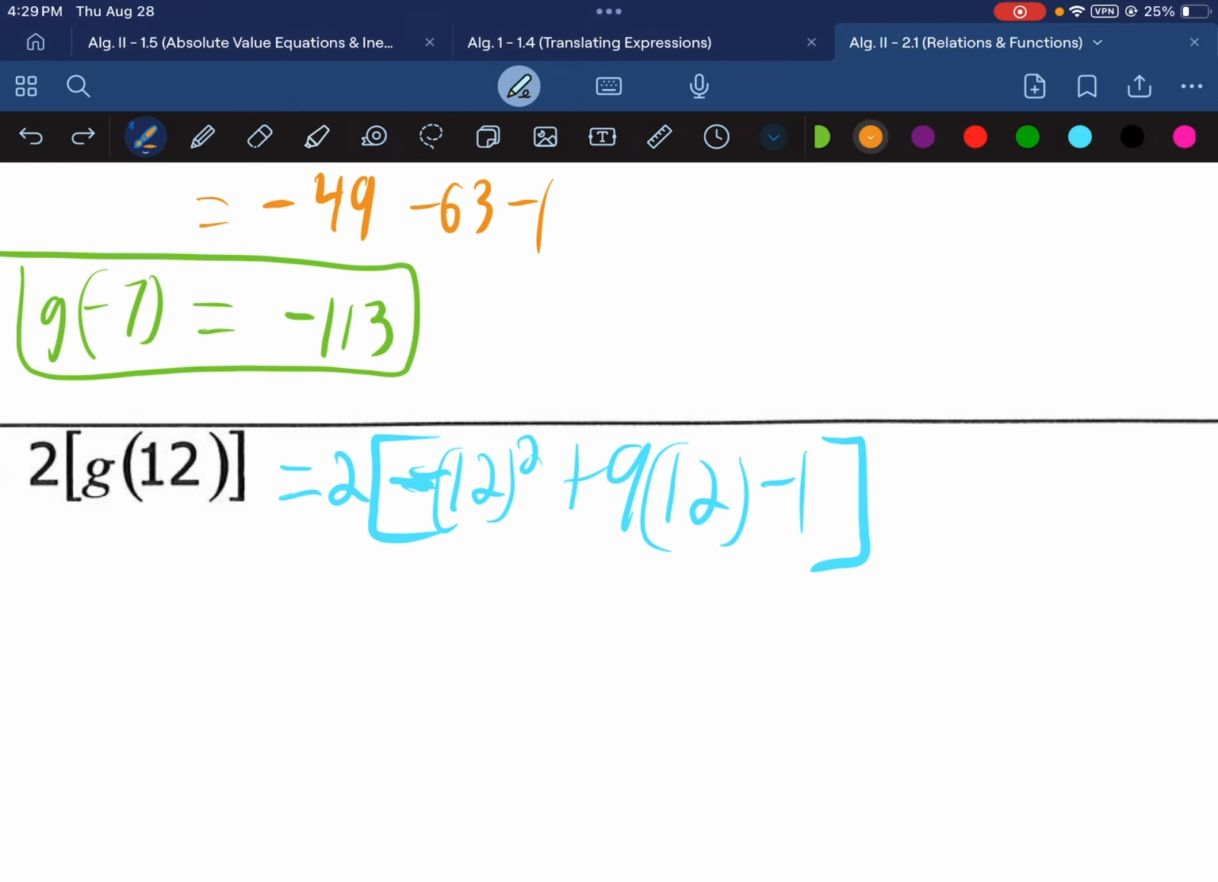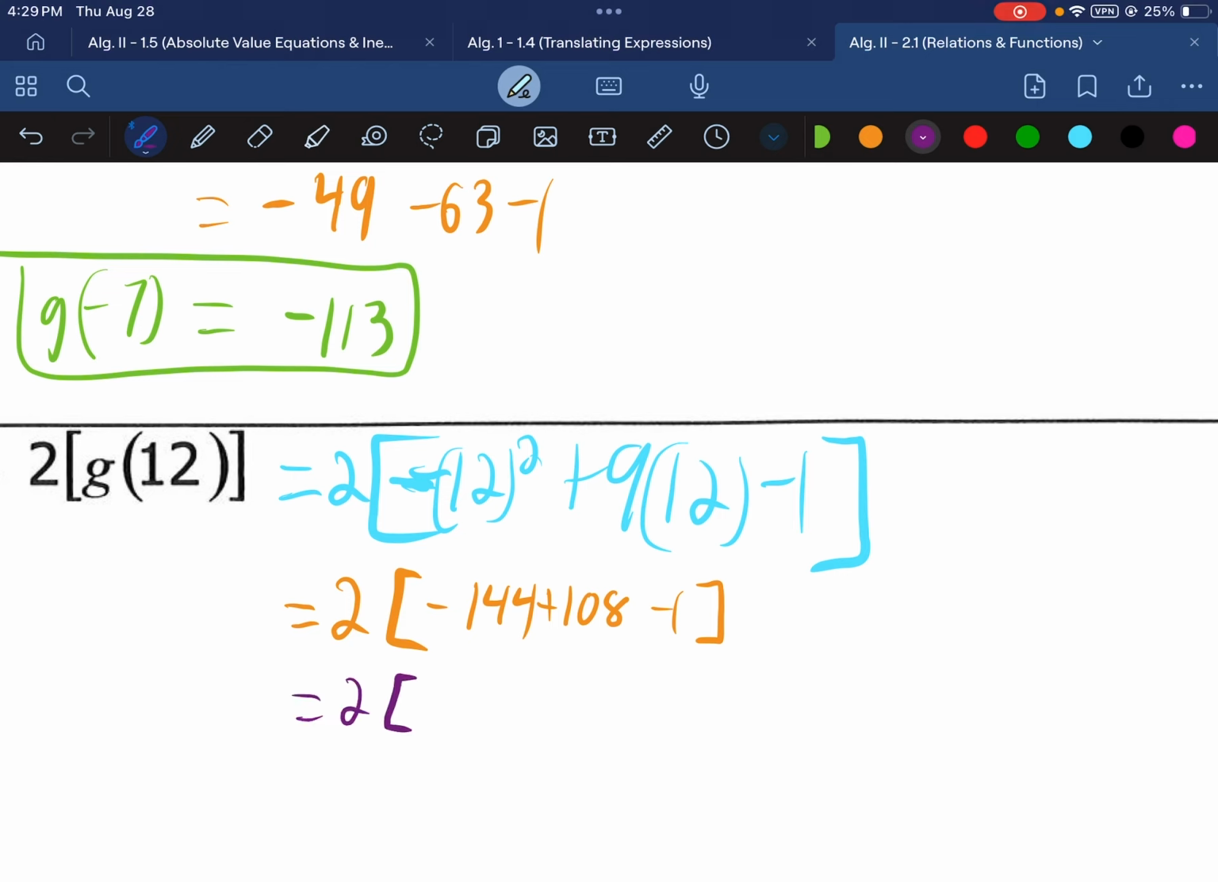And I'm going to go ahead and just continue to do this math. Once again, if you wanted to do g of 12 off to the side and then multiply the result by 2, that is perfectly fine as well. So I'm going to rewrite that 2 because I'm not doing anything with it yet. 12 squared is 144, and then we make it negative. 9 times 12 is 108, and that is positive, and then we subtract 1.